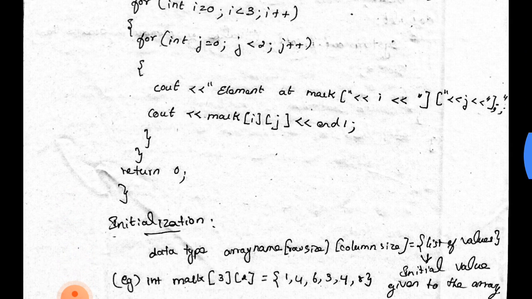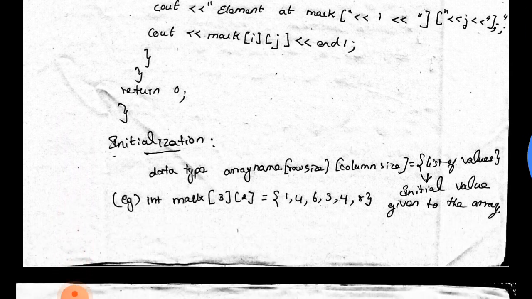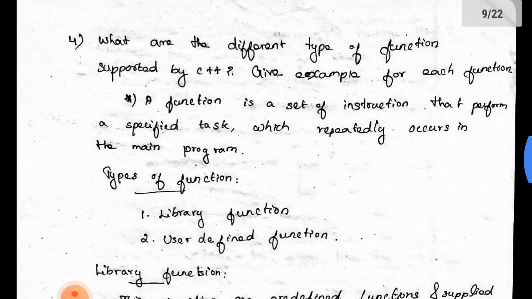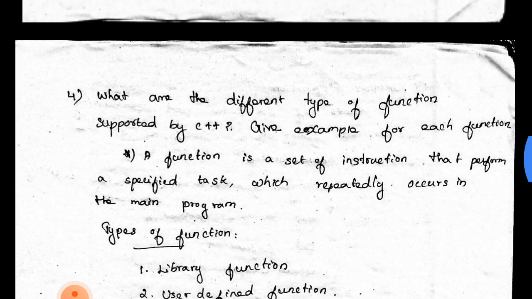Then initialization. In initialization, the syntax is data type, array name, row size, column size, and the list of values of the given array. This is initialization. Then we move on to the next question.